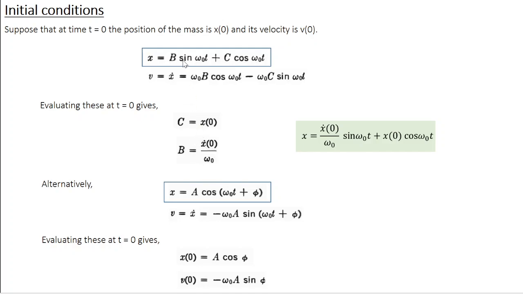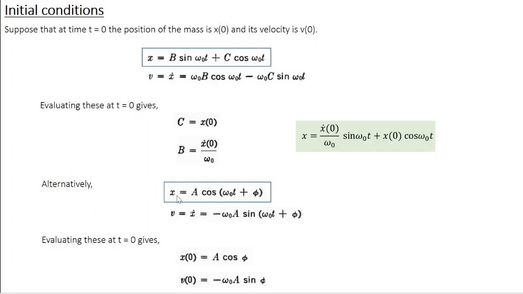Now substitute it in this equation. I get the exact solution, x of t equal to x dot of 0 divided by omega naught sin omega naught t plus x of 0 cos omega naught t, where x dot of 0 is the initial velocity, x of 0 is the initial displacement. These two are known parameters, and if you know the natural frequency or the angular frequency of oscillation, you can exactly calculate the value of x at a given time. So this is how you find the exact solution using the initial condition.